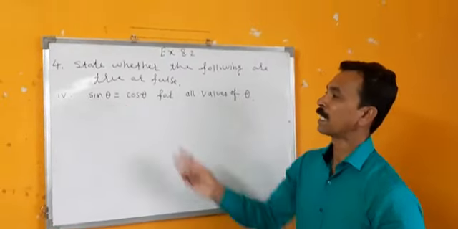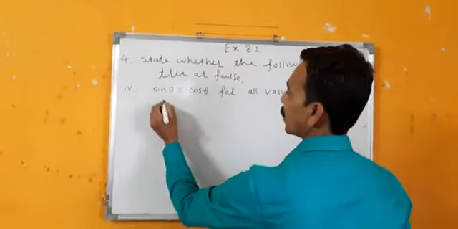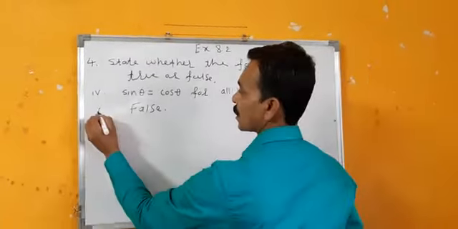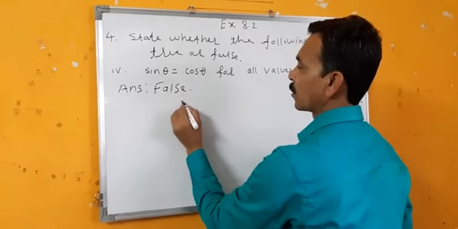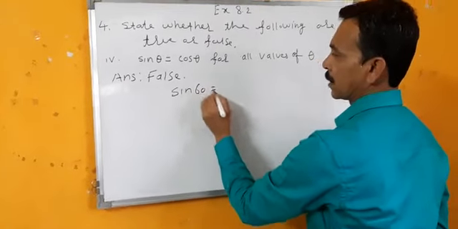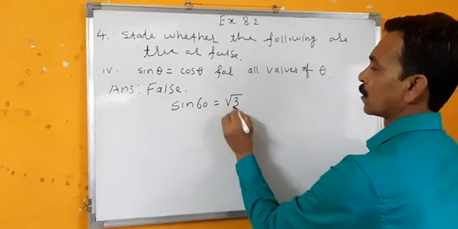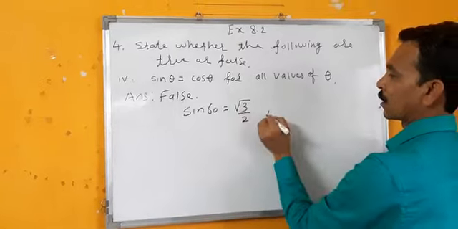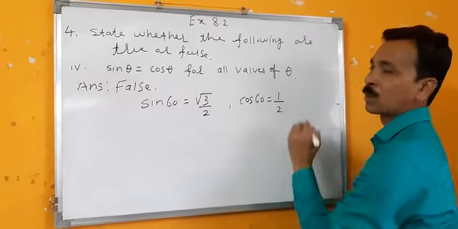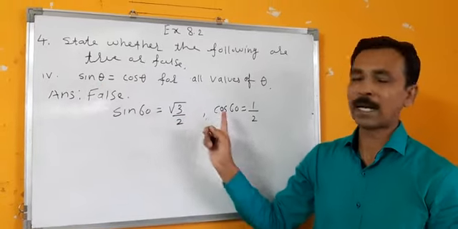Fourth is sin theta is equal to cos theta for all values of theta. Let's see. The answer is false. Why is the answer false? We'll take LHS. We'll take theta as 60, so sin 60. What is the value of sin 60? Root 3 by 2. Now we'll take RHS, cos 60. What is cos 60? 1 by 2. We have taken 60 for both, sin 60 and for right hand side cos 60.